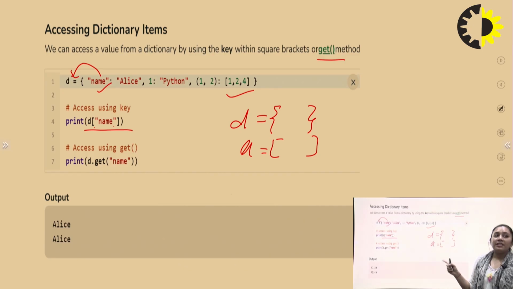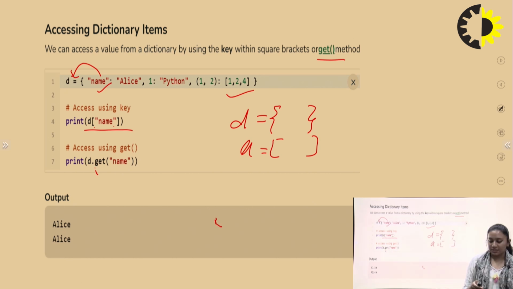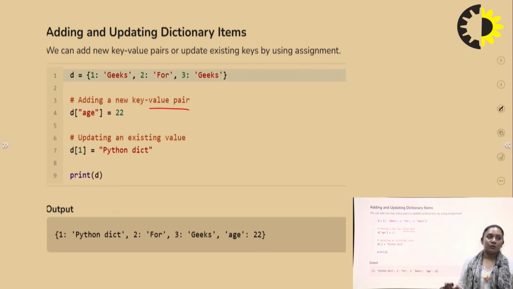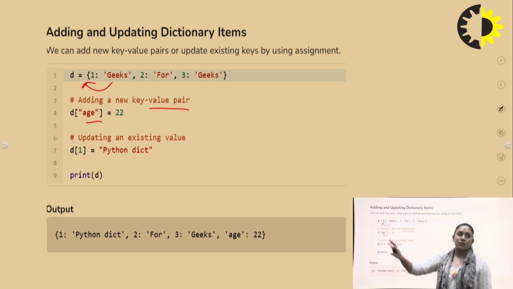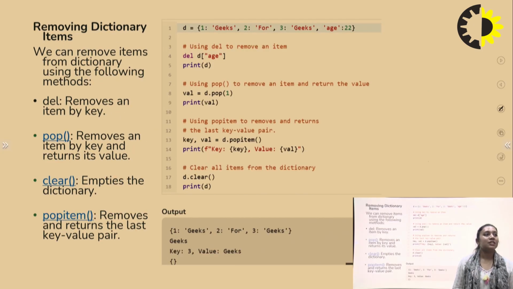Next, with the help of get, how can I access? Same again, print D dot get name. What type of value do you need to access? The key is name. Next is adding and updating. Adding and updating by accessing the key value pair formation, right? If you need to access any key value, all you need to do is call it, and the dictionary can be stored in this, right? Then after that, updating the existing value. Next, removing from the dictionary, we use four types of functions.